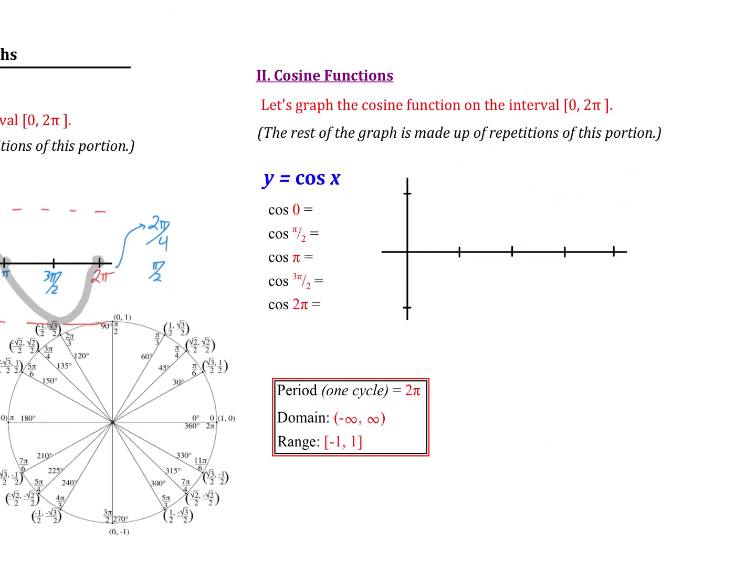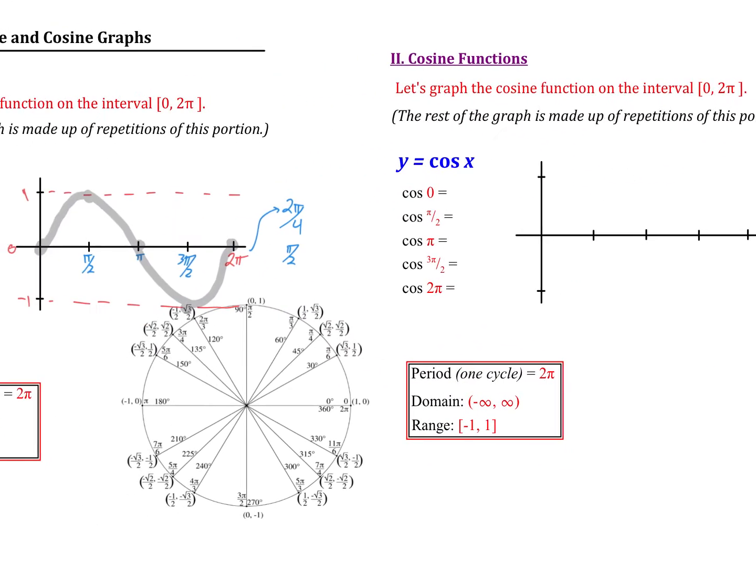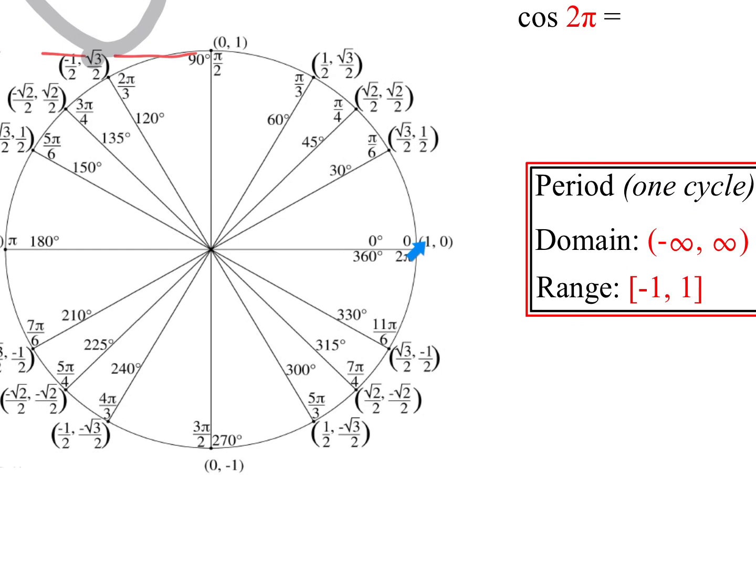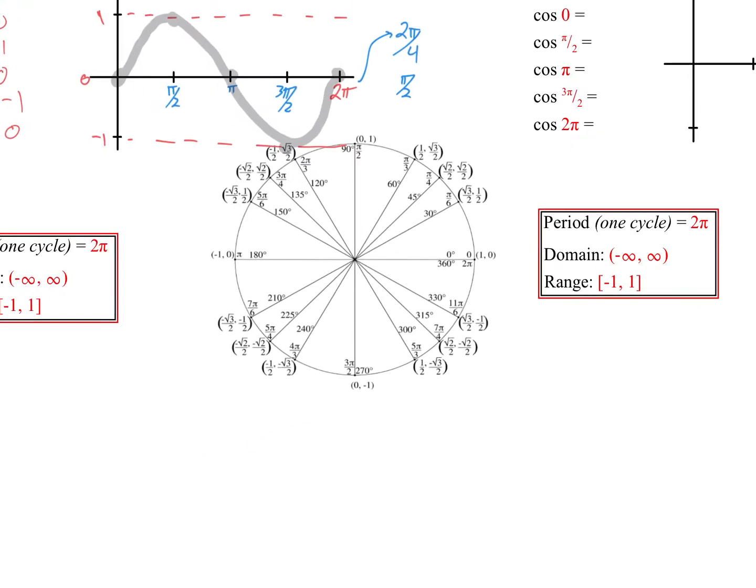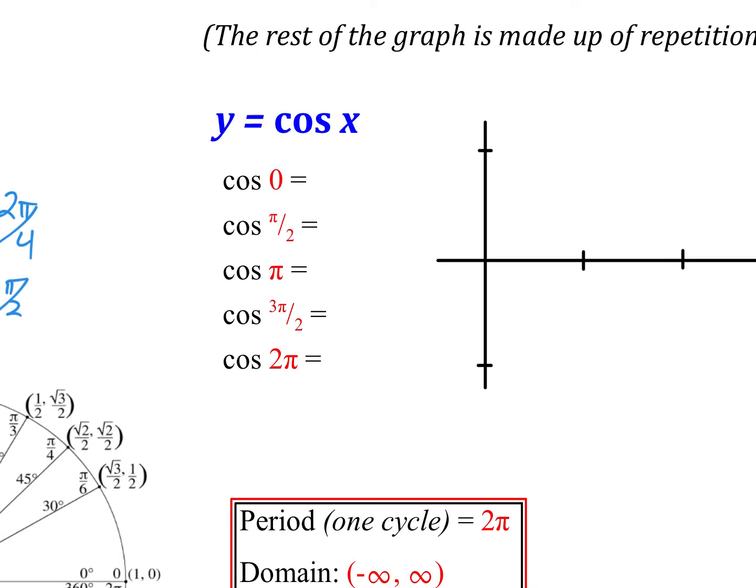Let's take a look at cosine. So cosine is going to be the first numbers in these parentheses chunked. So we go 1, 0, negative 1, 0, 1.